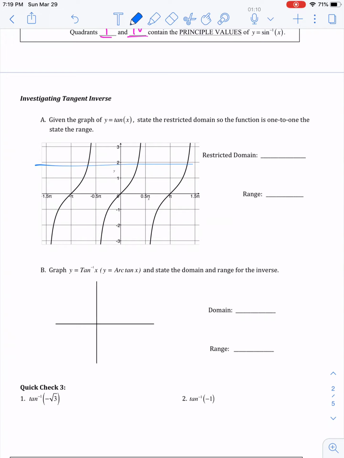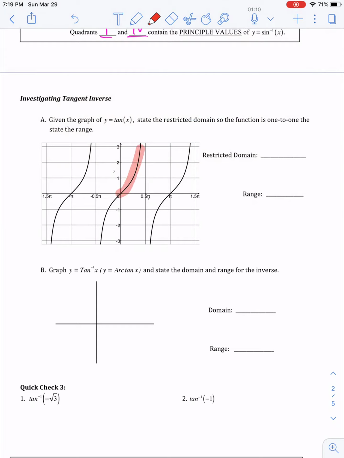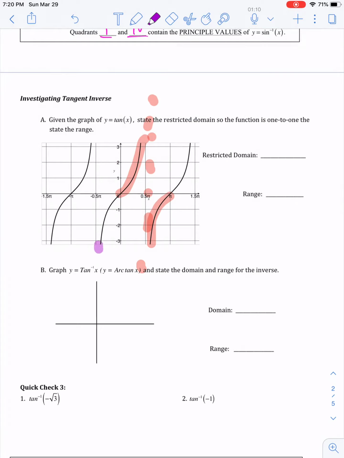and accounts for all the potential values of the angle for the corresponding ratios. If I look at this graph, we could say that from 0 to pi, this interval does account for all the potential outputs of tangent. We have all the positives and all of the negatives. However, this isn't very consecutive because we have this asymptote in between the values. So it would make more sense to restrict our domain to be from negative pi over 2 to positive pi over 2.